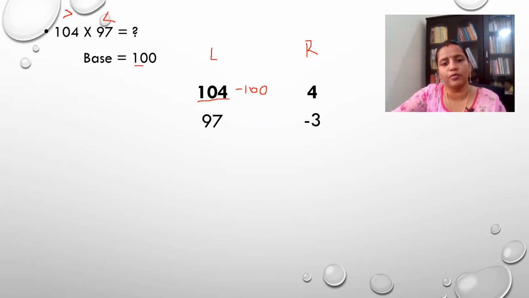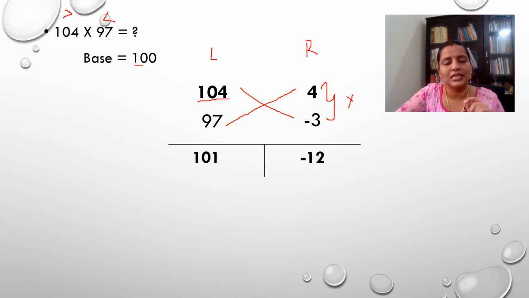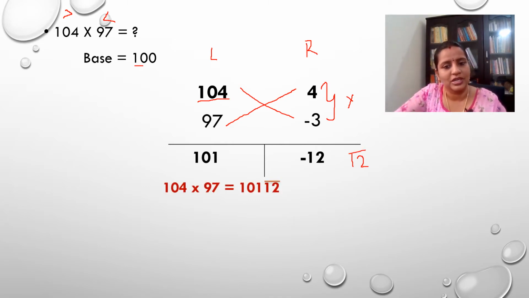Next step, for my LHS, I have to go for the cross addition. So 104 minus 3 and 97 plus 4 gives me the LHS answer, which is 101. And for my RHS, I have to multiply the answers which I have got by subtracting. So here it's 4 and minus 3, and multiplying those two, I'll be getting minus 12. So my answer 104 into 97 is equal to 101, and this minus 12 can be written as 12 bar. So it is 10112 bar.